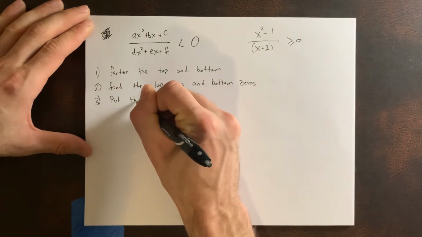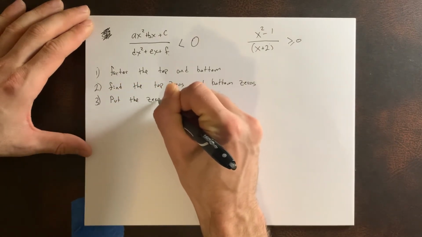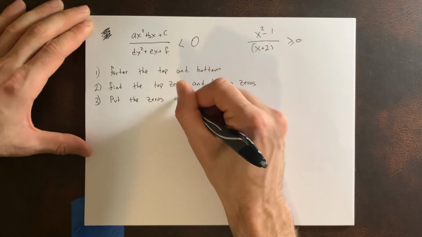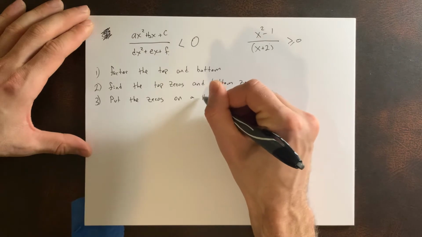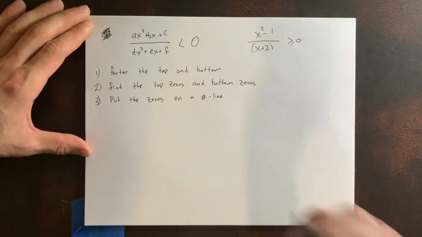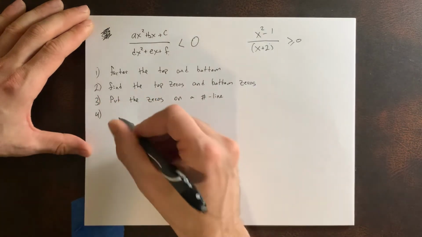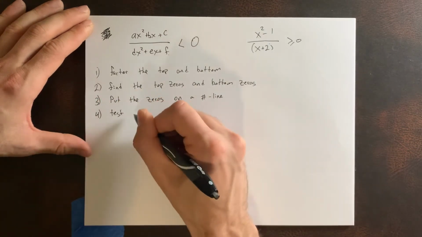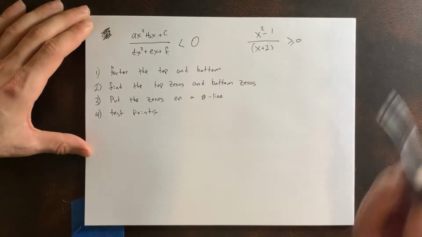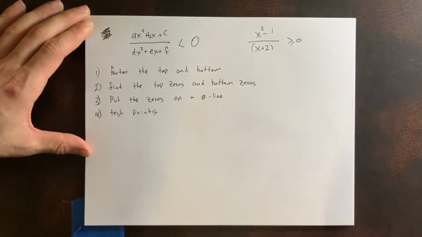So put the zeros. The zeros are the x values we find in this step. So put the zeros on a number line. And then this last step, we're going to be calling it test points, which we'll see with an example what this means. So let's just apply all of these to this problem up here.